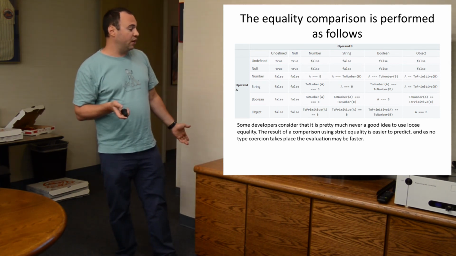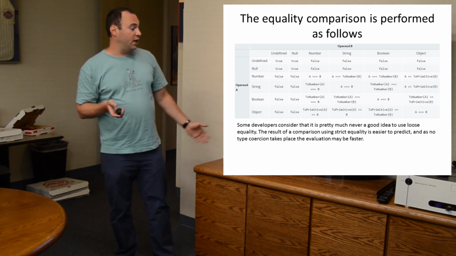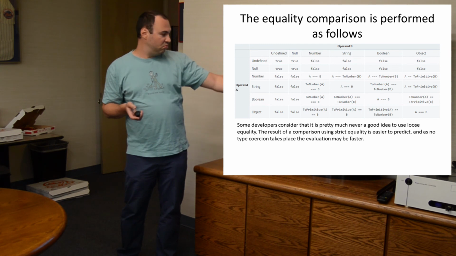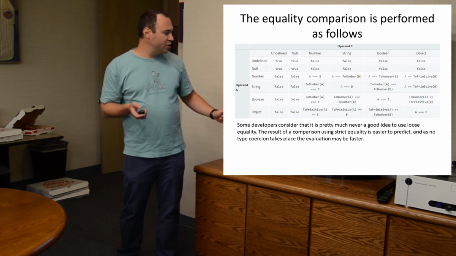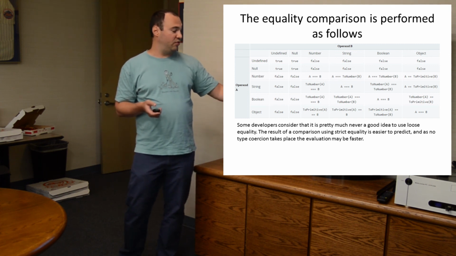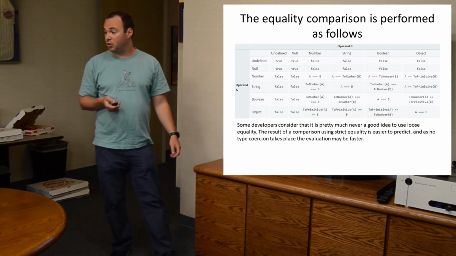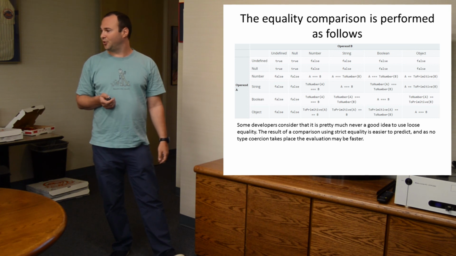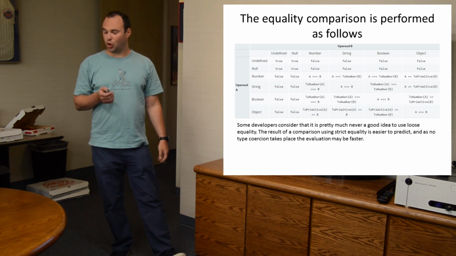If you're comparing an object to a good number of types, the object is converted to a primitive, whatever that would be in that case, and then compared to the other type. Any other questions? Cool.